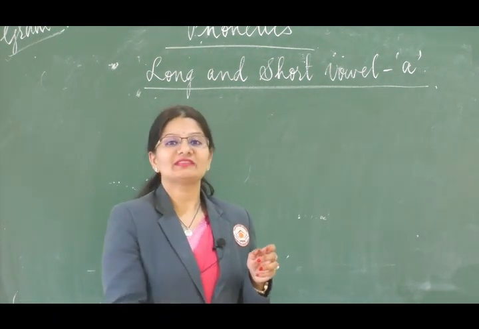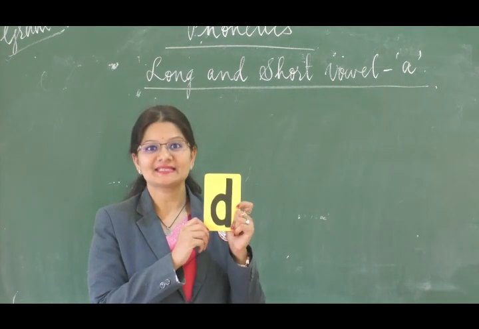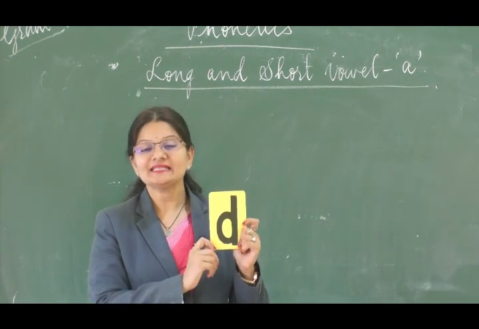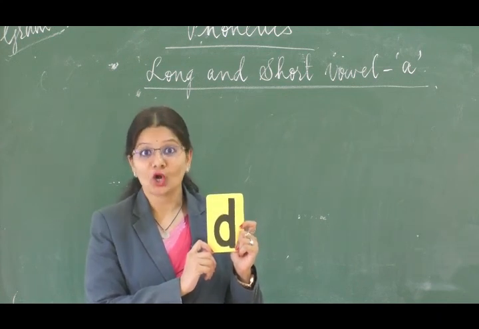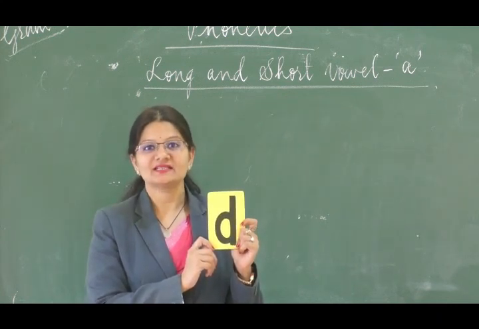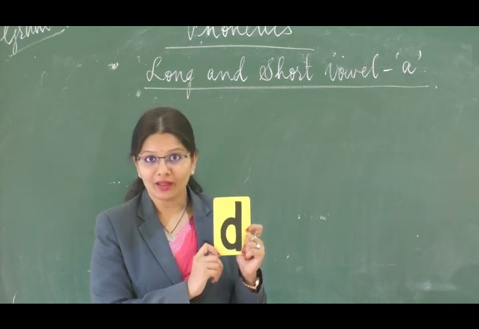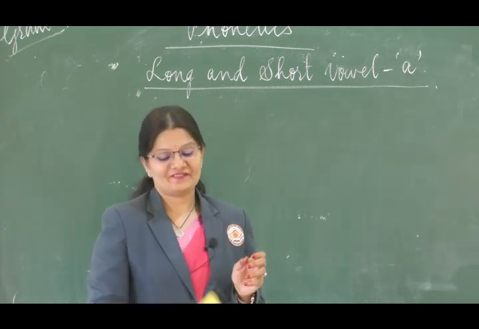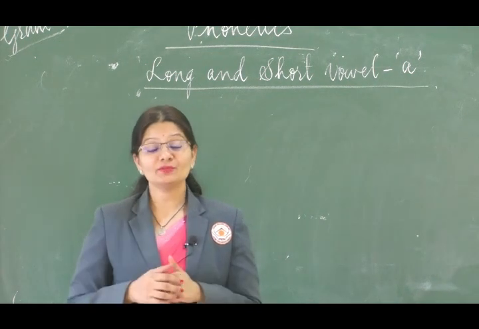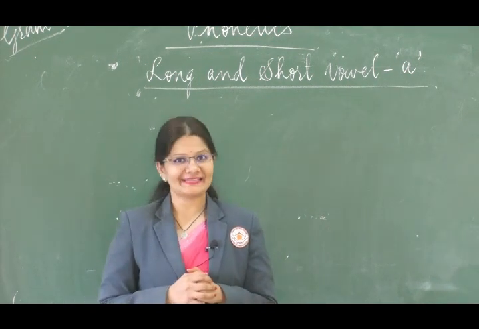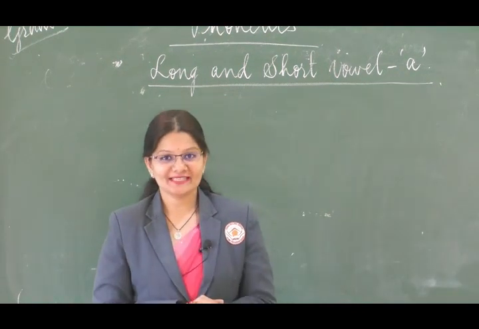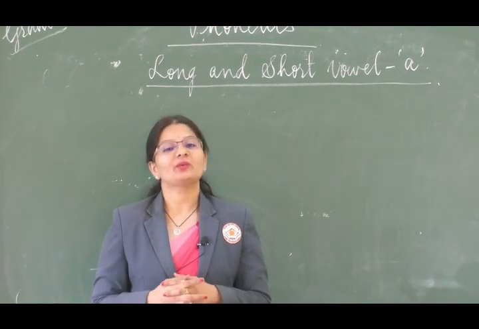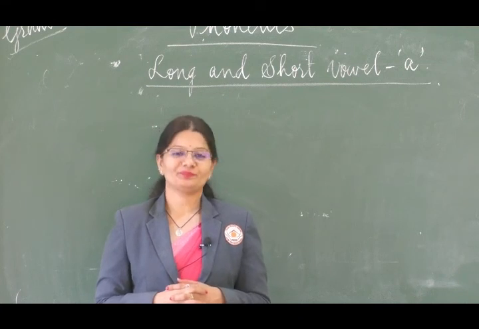Now, what about this letter? D. D. It is dog. D. Doll. Correct? Very good. So, I am sure you remember all the letters of English alphabet and their sound. So, kids, let's recall our English alphabets with a song.